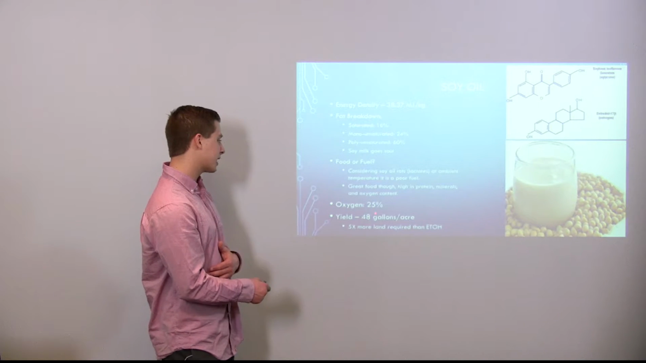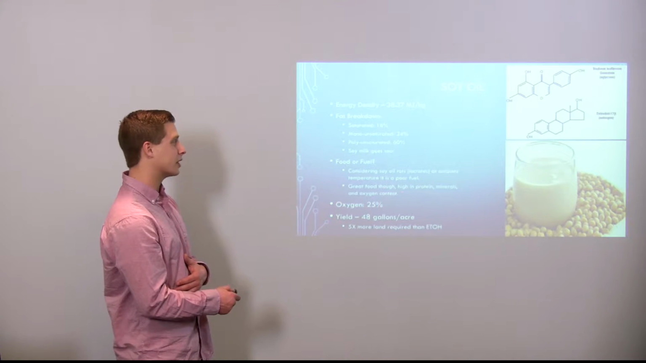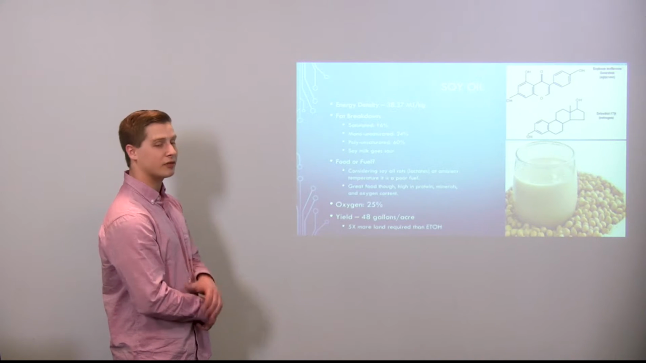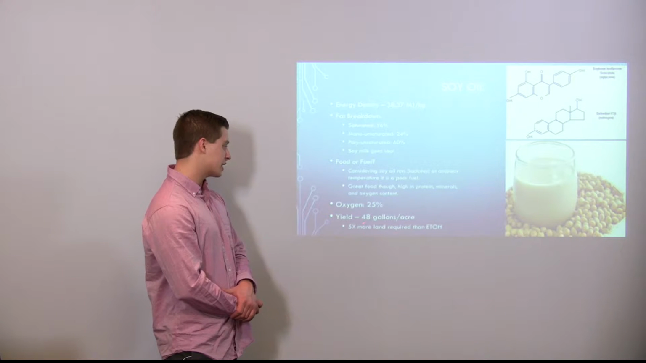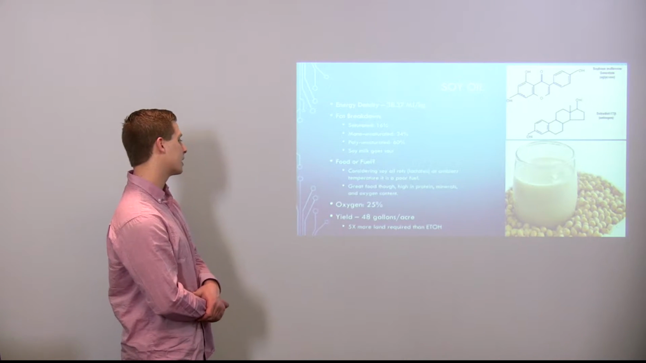So again, the oxygen percentage can get up to as high as 25% if all of those double bonds do in fact break. The yield is 48 gallons per acre, which is about half as much as the yield for other plants.